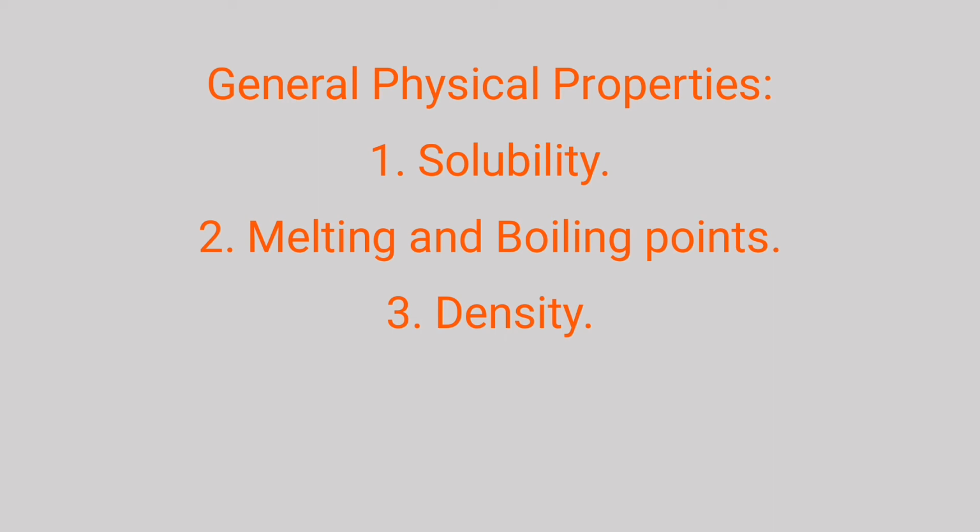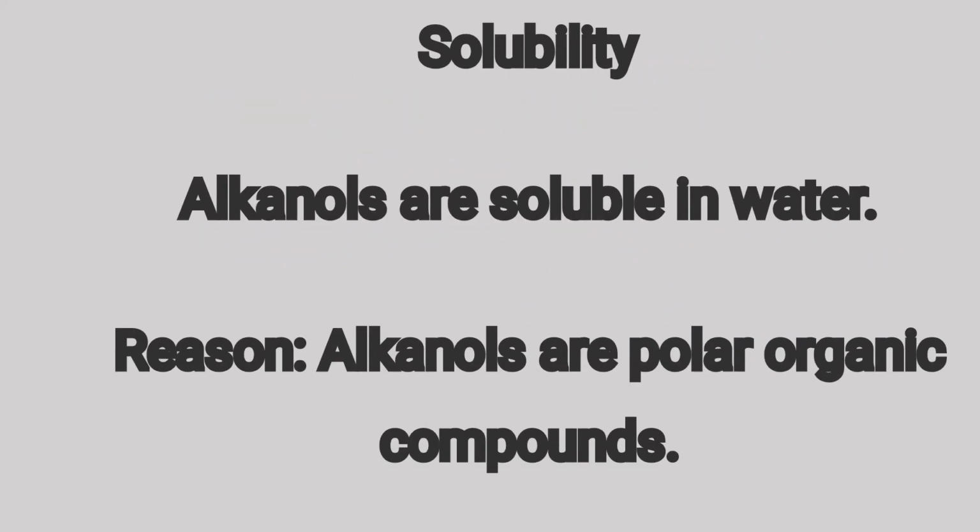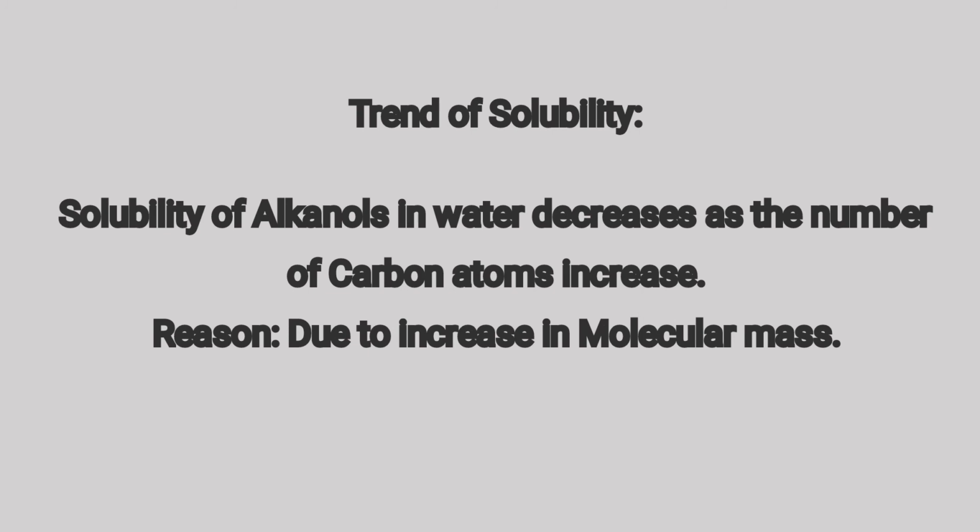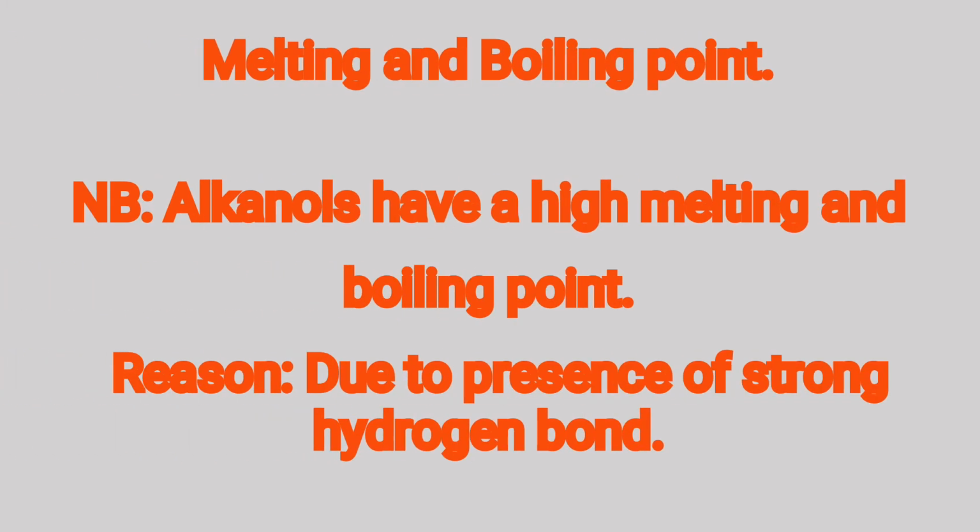Generally, alkanols are soluble in water, but insoluble in organic solvents. This is because alkanols are polar compounds, hence form hydrogen bonds with water molecules. The trend is that solubility of alkanols in water decreases as the number of carbon atoms increases. This is due to increase in molecular mass. That is to say, ethanol is more soluble in water than butanol, because ethanol has a lower molecular mass than butanol.